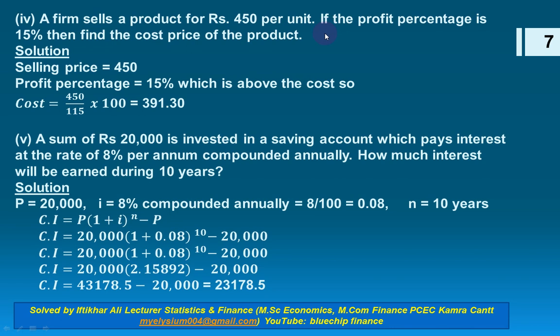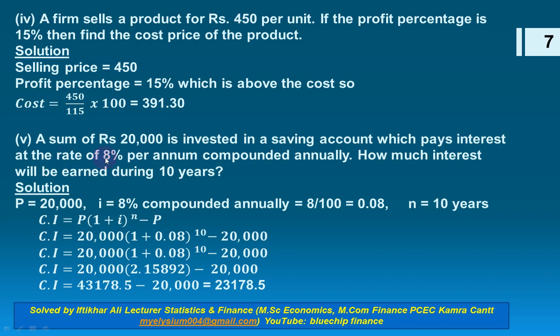So profit is 15%, so just divide this 450 by 115 and multiply by 100, because cost represents the 100% portion of the total value. So 450 divided by 115 multiplied by 100, and the cost will be 391.30.